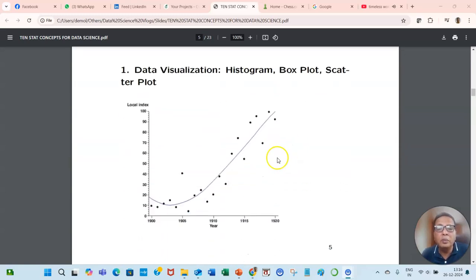Then comes the scatter plot. When you have two variables, x and y, say x is the time variable here and y is the local index, each point denotes an occurrence of a pair, year and local index. So that's the scatter plot. Then we try to fit a curve to do some predictions, etc. Or we fit a straight line, which is statistical regression. So any bivariate analysis starts with a scatter plot.